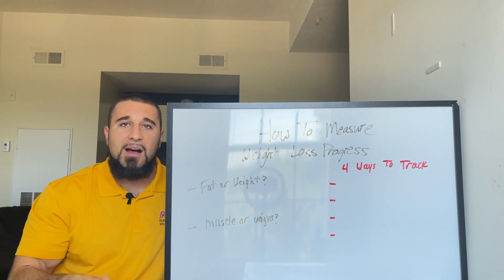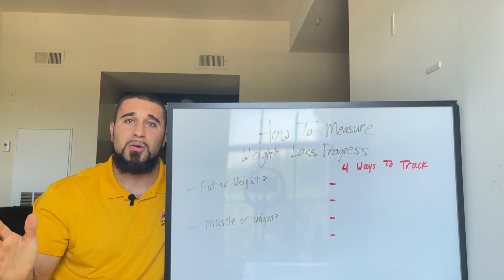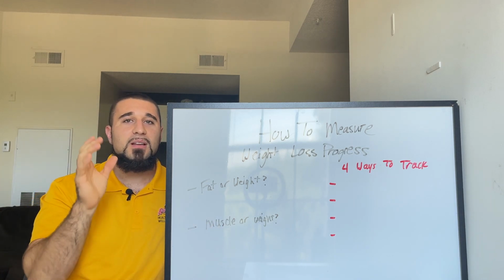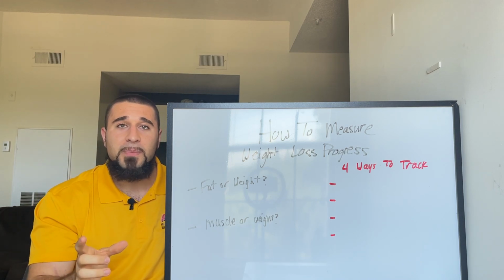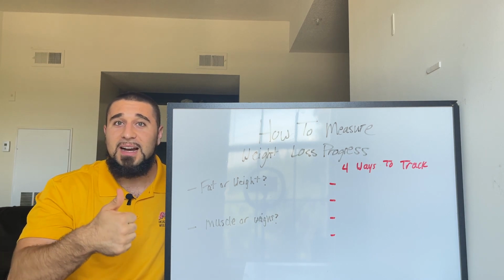By the way, a healthy rate of weight loss is anywhere from 0.5 to 1 pound per week on average when talking about losing body fat. So in 30 days, if you lost 3 pounds, that is amazing fat loss progress. Okay, got it? Got it.